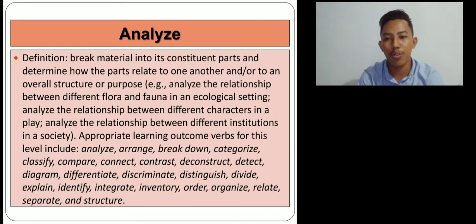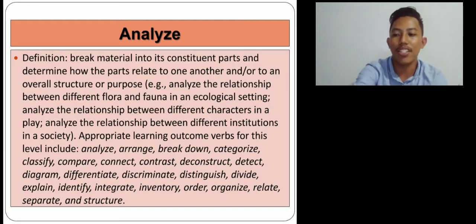So in this level, the student should apply more enhanced learning, because here they should be able to analyze the differences between two things. So appropriate learning outcome verbs for this level include analyze, arrange, break down, categorize, classify, compare, connect, contrast, deconstruct, detect, diagram, differentiate, discriminate, distinguish, divide, explain, identify, integrate, inventory, order, organize, relate, separate, and structure.